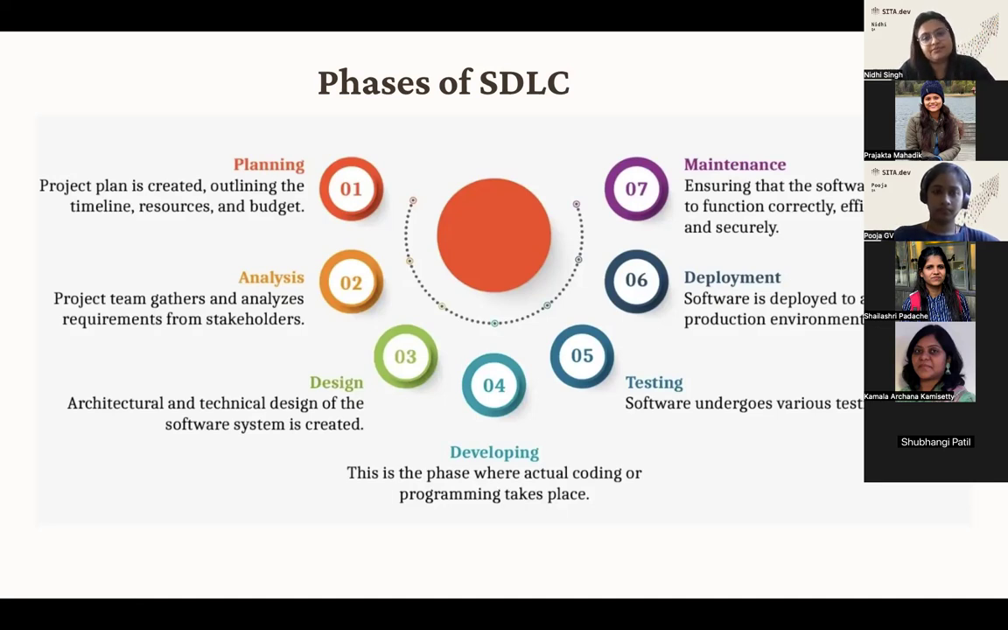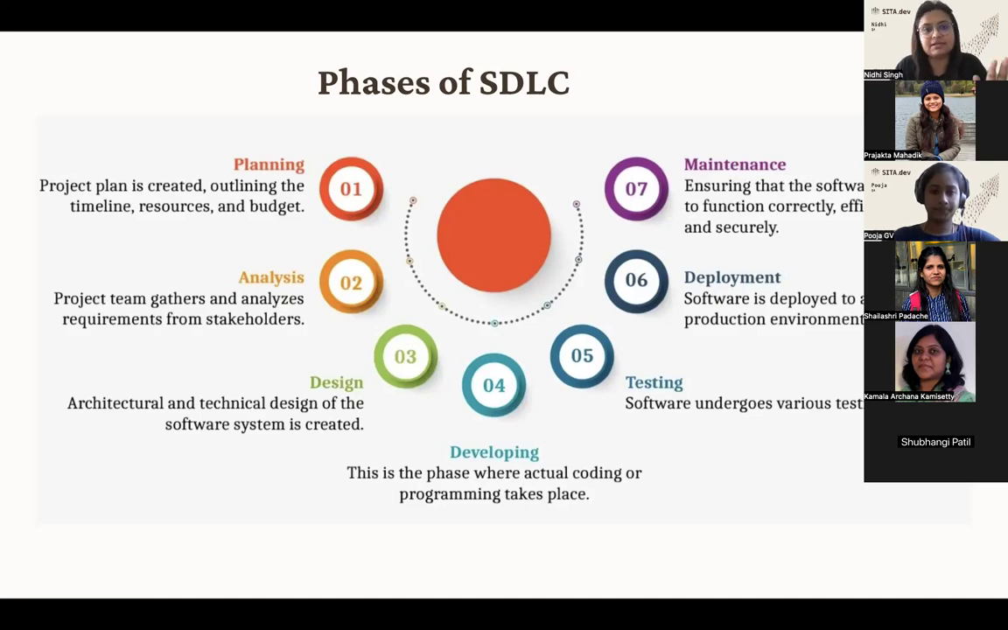Next is the deployment phase. In this phase, software is deployed to the production environment. Now software is released to the users and everything is ready. Now it's time to hand the software over to the end user. So in this phase, this part is done. So here from 1 to 6, we make the software and deploy it to the end user.